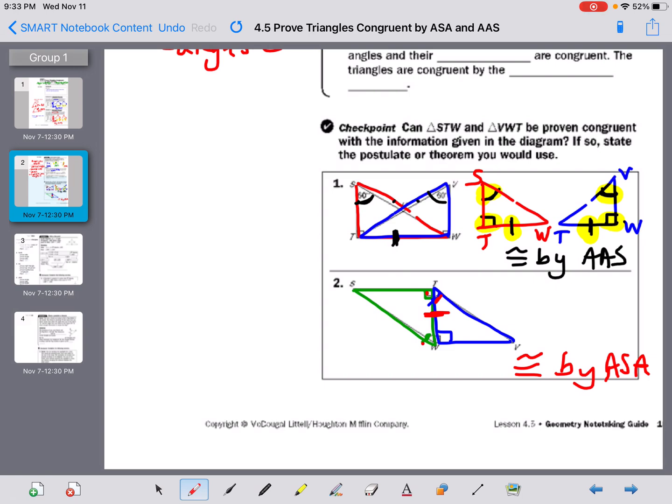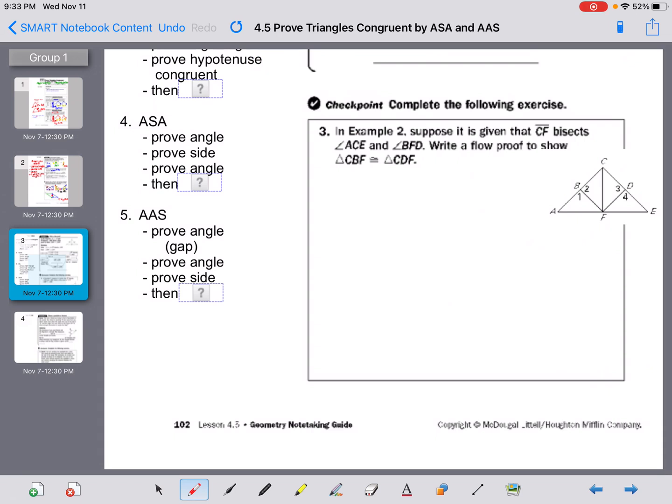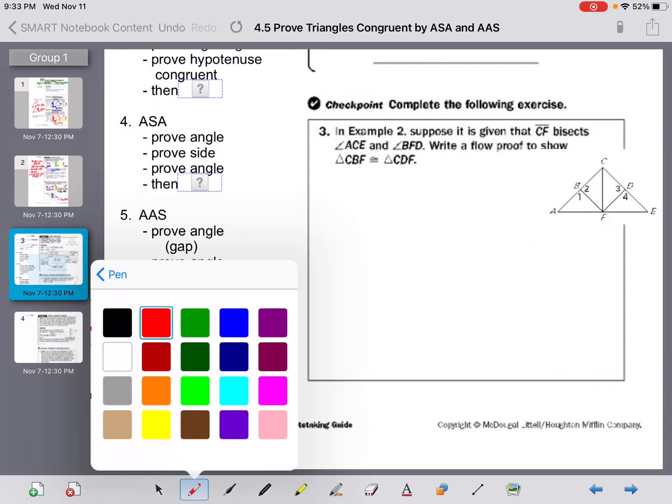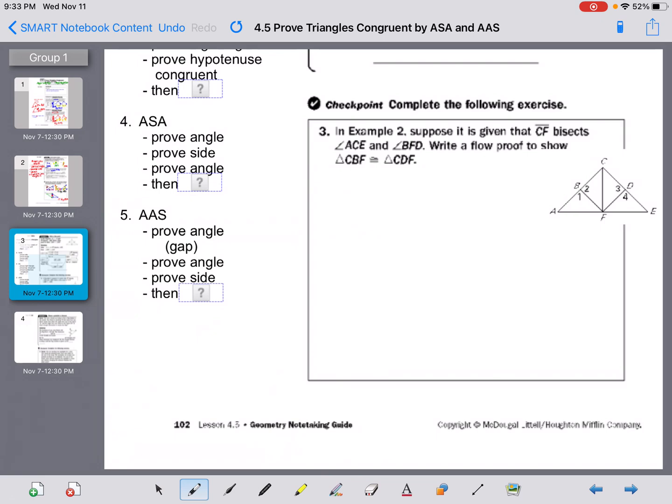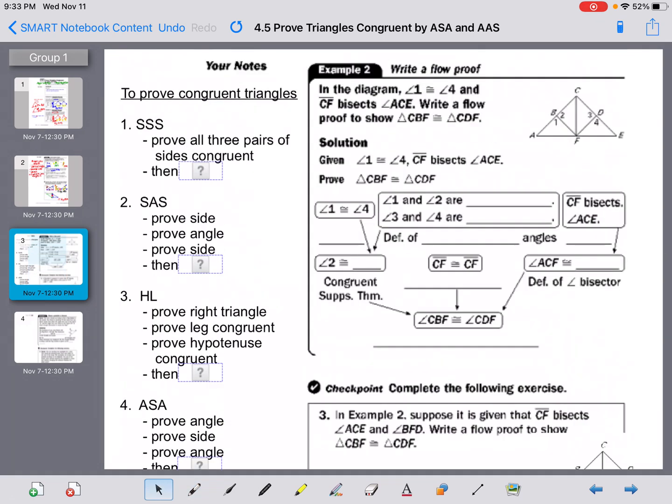All right, ready for the third page. All right, lots of stuff here in the margin. I copied and pasted it for you already, so you don't have to write it, right? So don't worry about that, okay? These are the 5 ways we've learned so far. We have side, side, side, where you prove all 3 pairs of sides congruent, and then my triangle is congruent to my triangle, okay?